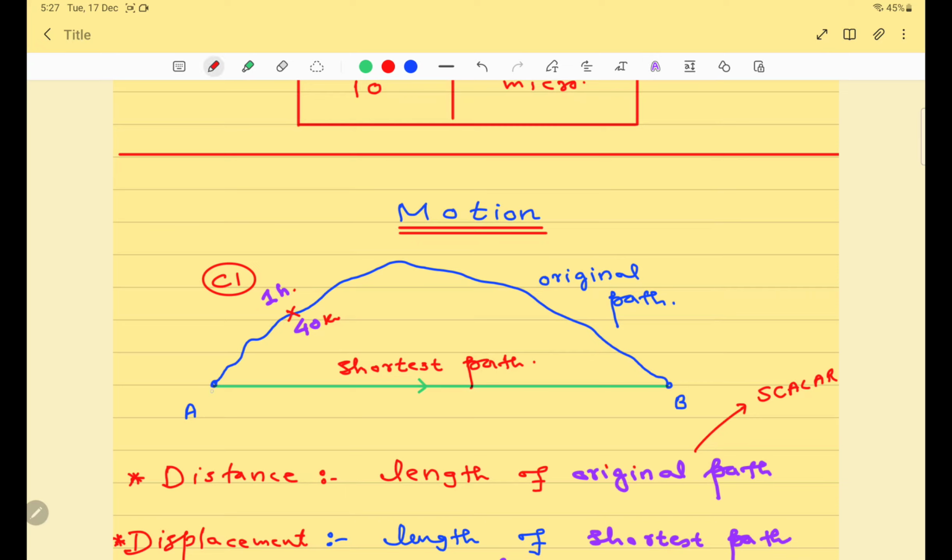And another car is moving along the same path, but it is moving very fast. Car number two has covered 100 kilometers during 1 hour. So both cars take the same time interval, that is 1 hour. But car number one is covering 40 kilometers and car number two is covering 100 kilometers. So car number one is slow and car number two is fast. But how do we define it?